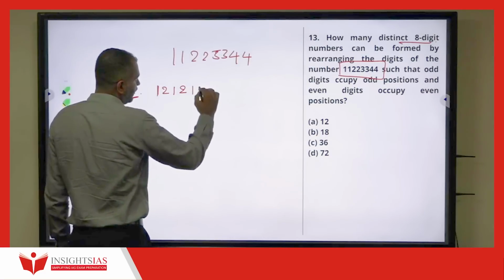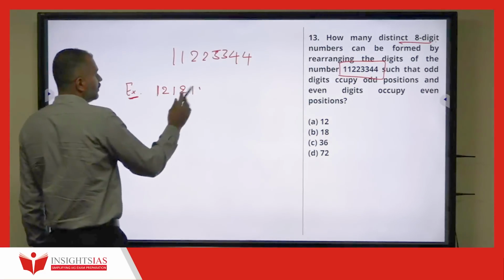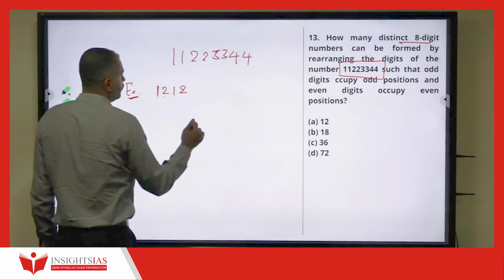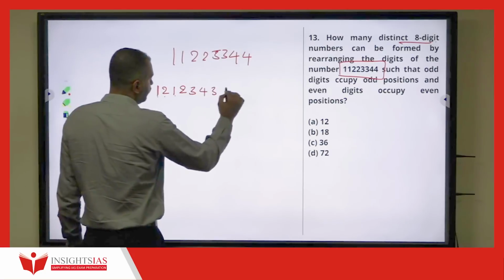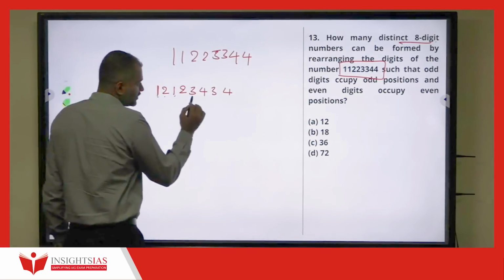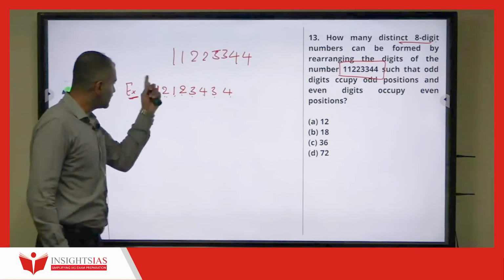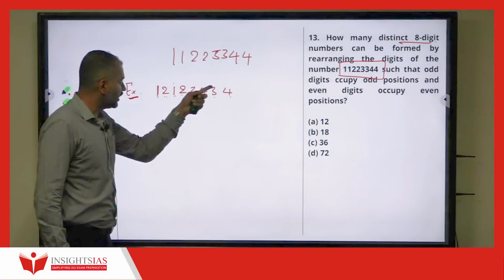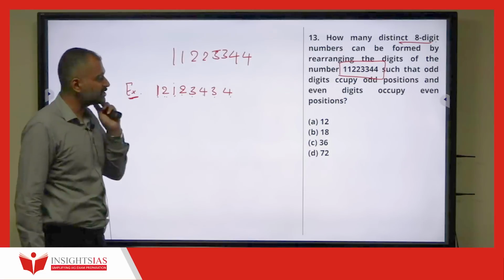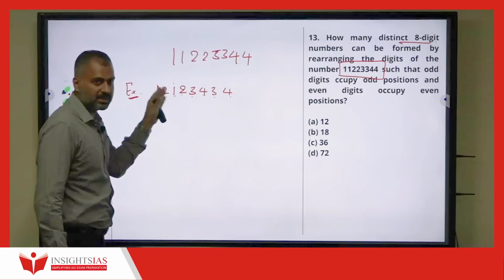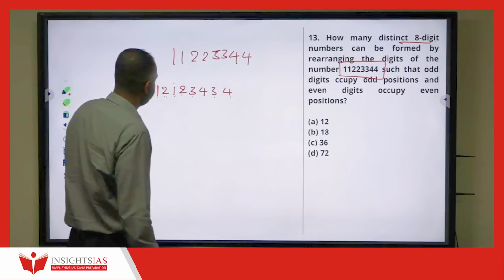This has to be even, right? 1, 2, 1, 2. There is only 2. Then 3, 4, 3, 4. See, odd positions, odd numbers, even positions, even numbers. How many such possibilities? This 1 can go here, this 3 can go here, this 3 can come here. Many such numbers you can form. If you change the order of the numbers here, the number becomes a different number.